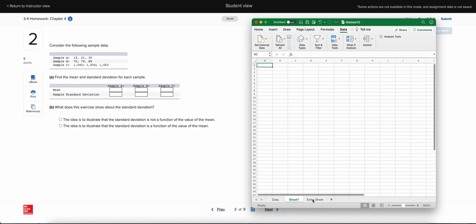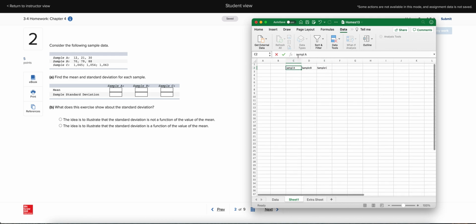So I'll go to a blank sheet, and I can just type these 3 things in. I'm going to put them in column form. So sample A, sample B, and then finally sample C. There's other videos if you want to see how to do these by hand. I'm using this video to show how to use technology. Because that's how it is done, right?